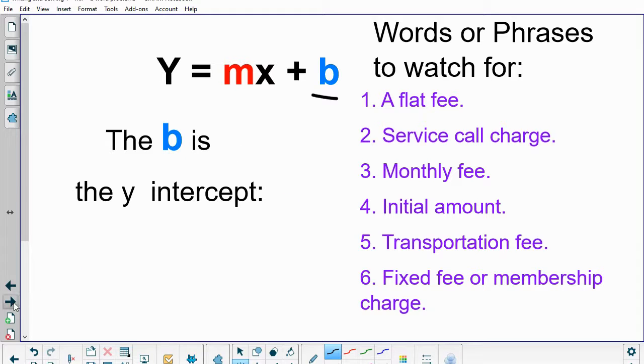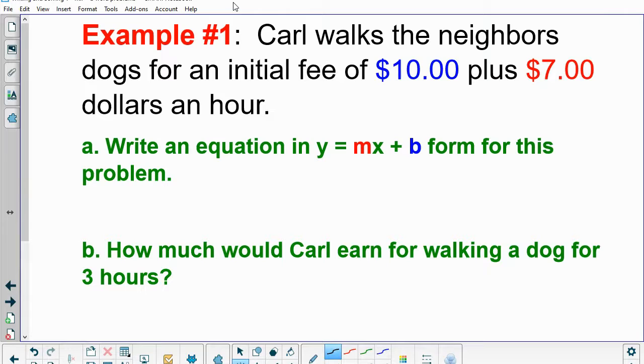So let's try a couple of these problems and see what we're talking about. Carl walks the neighbor's dogs for an initial fee of $10 plus $7 an hour. If he's going to go to the trouble to go over to your house and pick up the dog, he wants $10 for that much trouble. Now we want to write an equation in y equals mx plus b form for this problem. We start out with y equals, that's the easy part. But how much is he charging per hour? Well, it turns out to be $7 an hour.